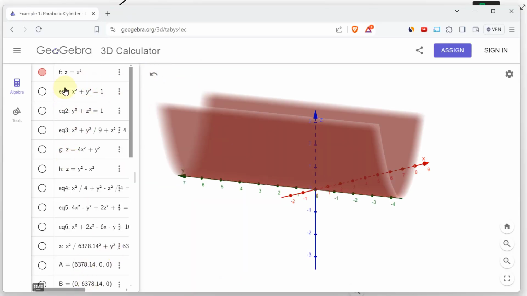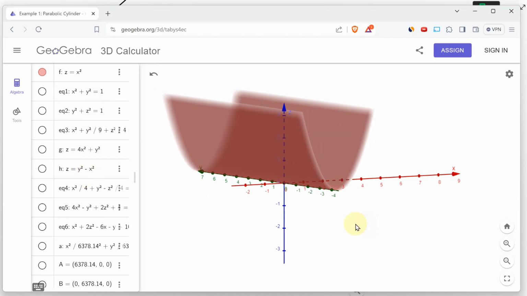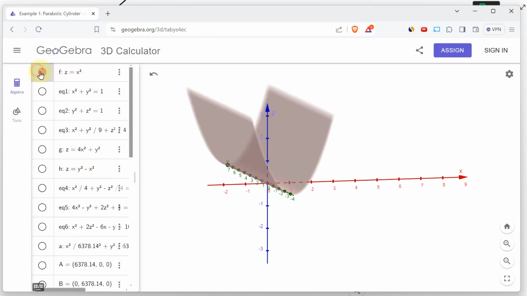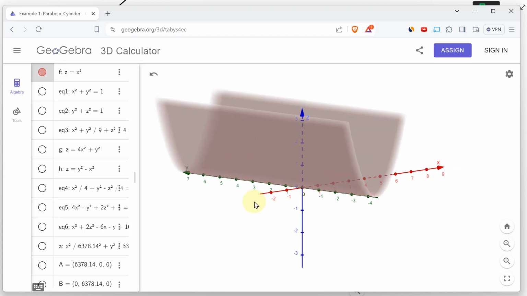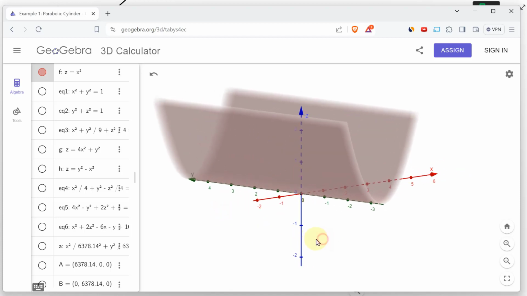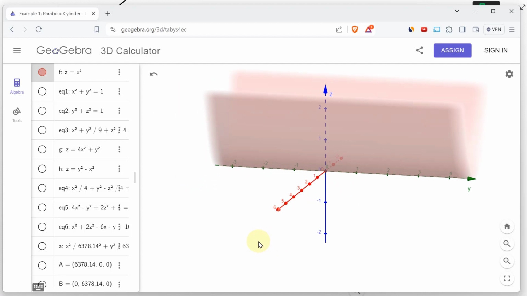These ones are for the other examples and exercises. So here's how it looks. If you just type in GeoGebra z equals x squared, it's going to create a cylinder like that, and it's a parabolic cylinder. That's epic stuff. Yeah, it's pretty sweet.